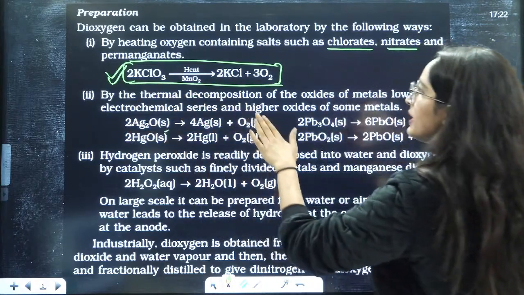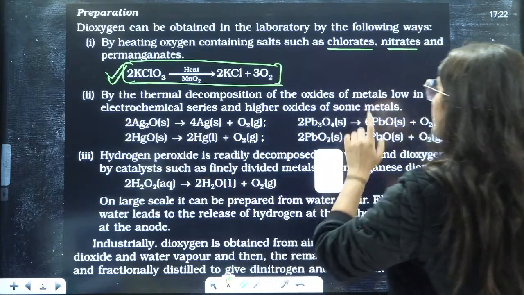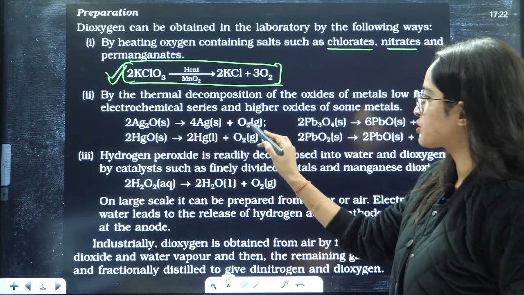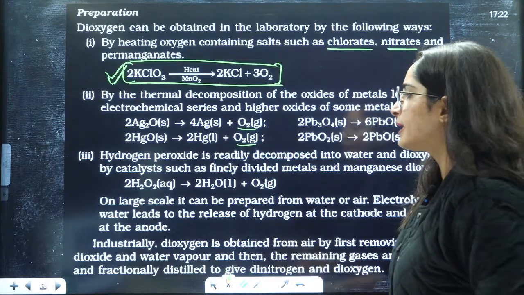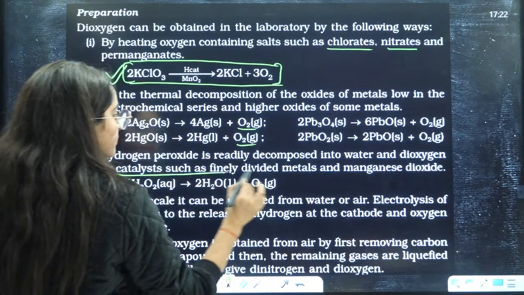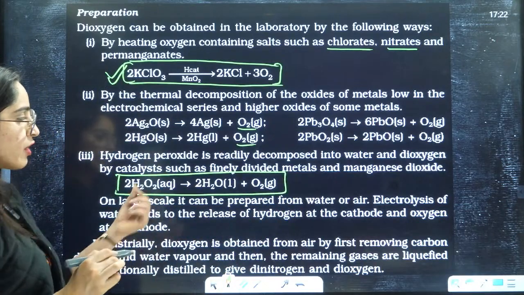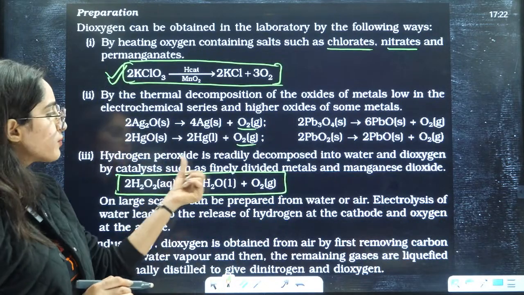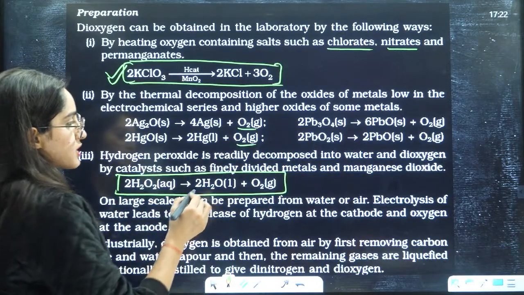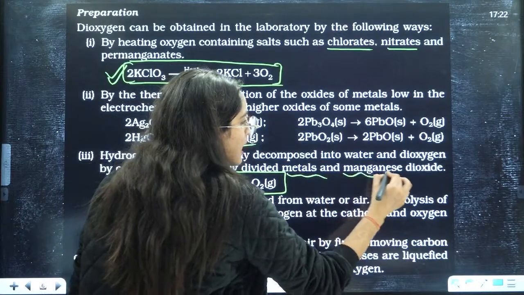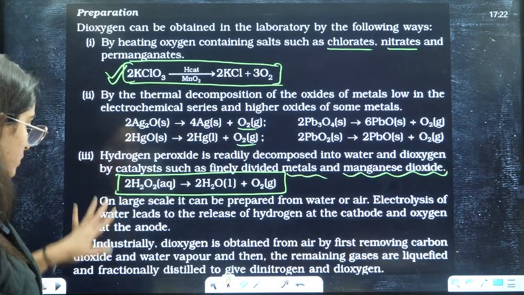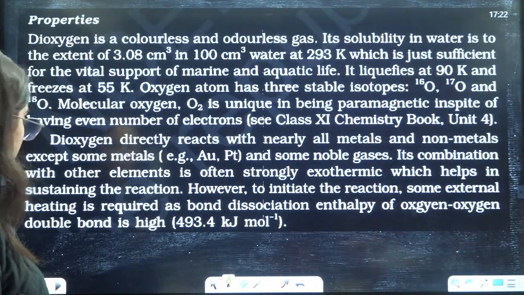By the thermal decomposition of the oxides of metals at low temperature, you can also get O2. Then this reaction is important, that is from hydrogen peroxide, right? Hydrogen peroxide is readily decomposed into water and dioxygen by catalysts such as finely divided metals and manganese dioxide, right? Okay, so that's it about the oxygen.